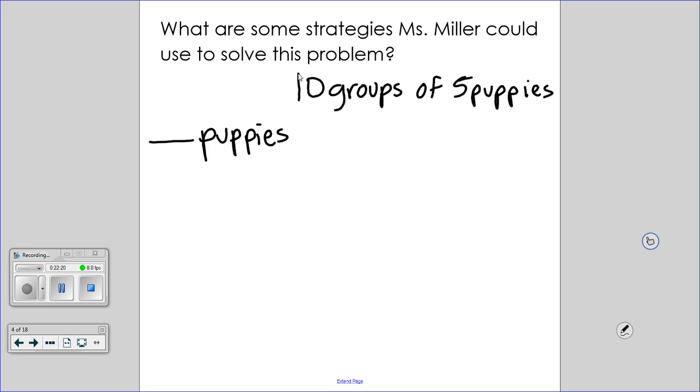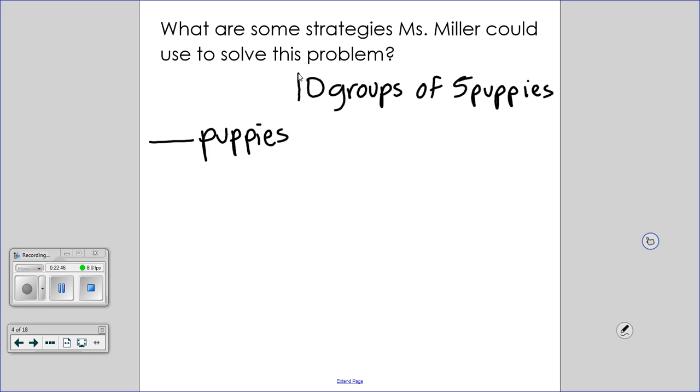Blank puppies. Cupcakes. Cookies. That's what I call my little dog. I call her a cupcake. Why? Because she eats all your cake? That's not wrong. Alright, puppies.